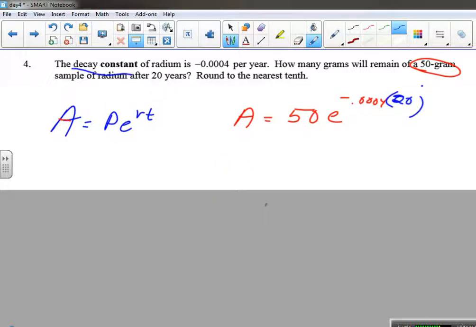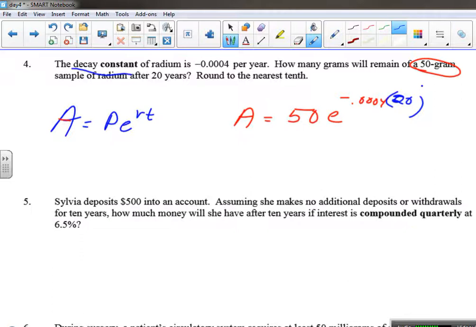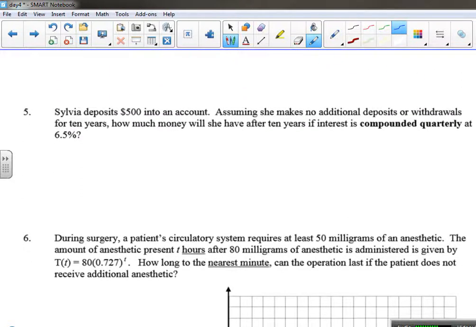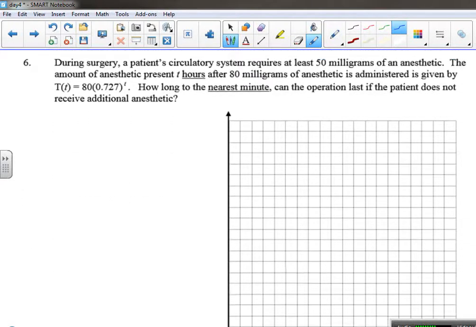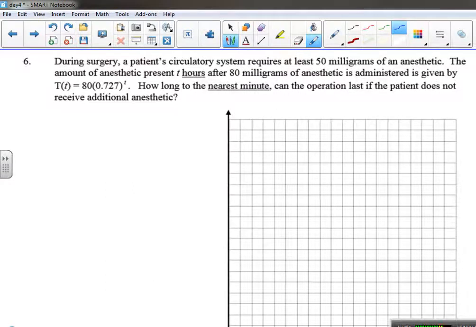I'll do one more application problem with you if you want to see me find what I need on the graphing calculator here. Talking about surgery and a circulatory system, how much anesthetic we need in the circulatory system to keep the patient knocked out while we're cutting into them. That's always a handy thing for the patient.